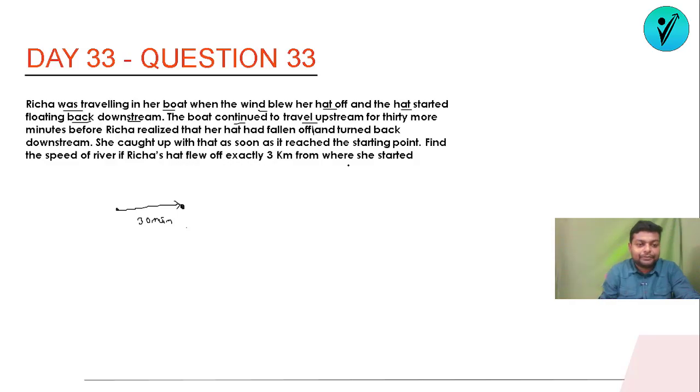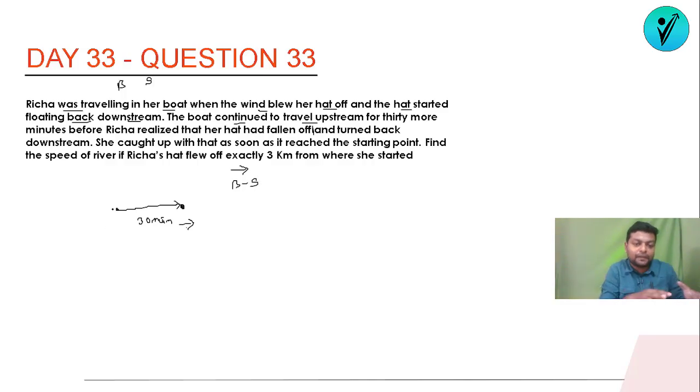Let's see. Now this direction is upstream, right? So if this direction is upstream, what will be the speed? Let us take the speed of Richa's boat as b, and the speed of the stream as s. Now if she is moving in the upstream direction, Richa is moving in this direction with the speed of b minus s.